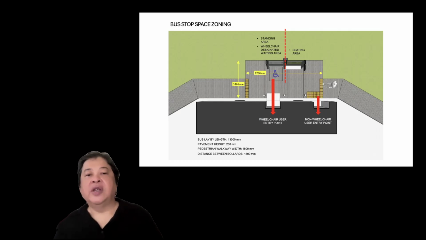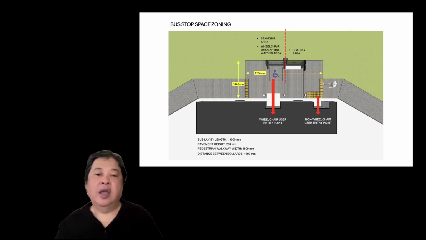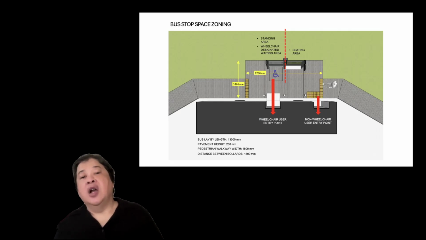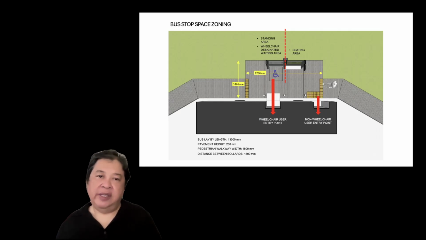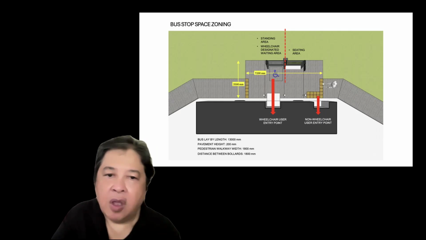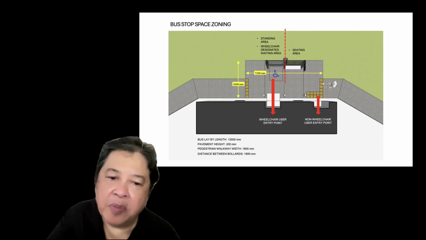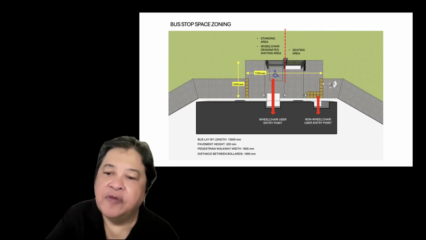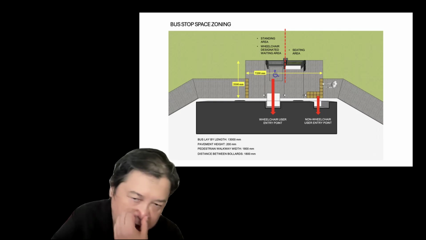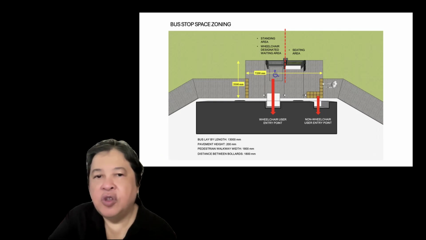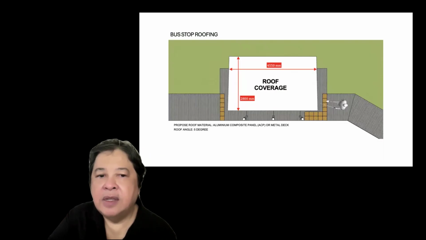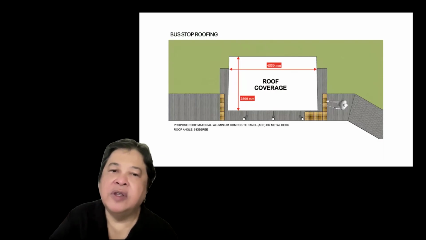The wheelchair user whom the bus driver identified earlier will go into the rear entrance and it's right next to the parking area for the wheelchair user when they were waiting. So these are all dimensioned out properly for us to refer to as the module to get the bus stop design for universal design. And we have the roof coverage.